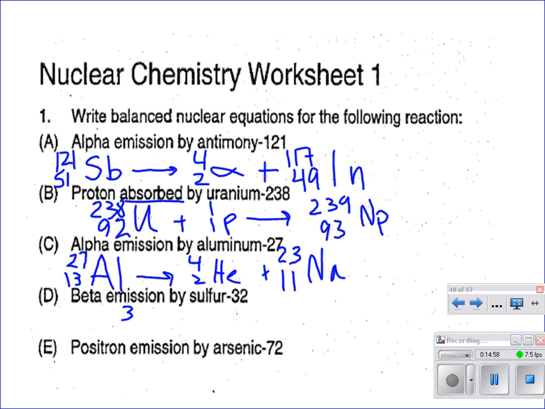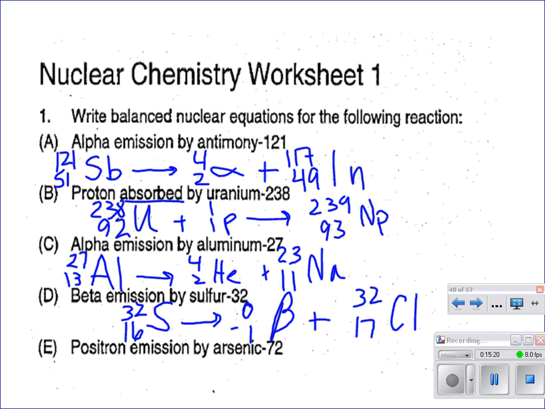All right, beta emission by sulfur 32. Oh, what's a beta? Well, first of all, what's sulfur's atomic number? 16, right? And then beta is 0 over negative 1 b. So we have 32. What do we put on the bottom? And that is chlorine.